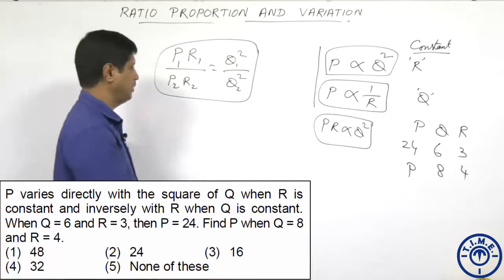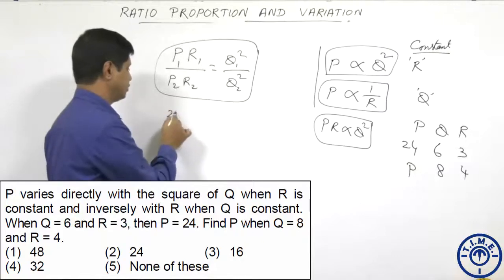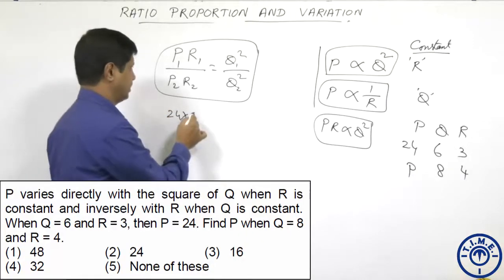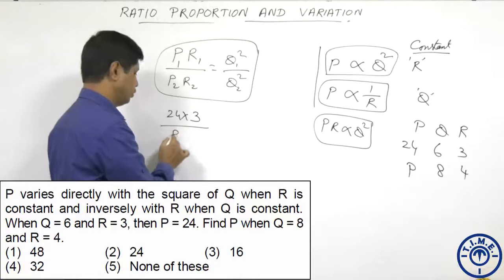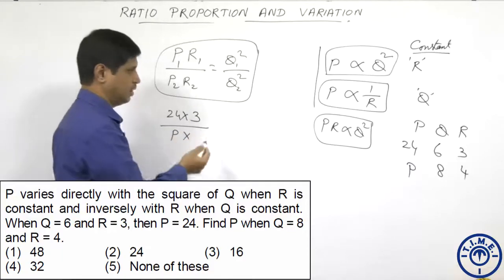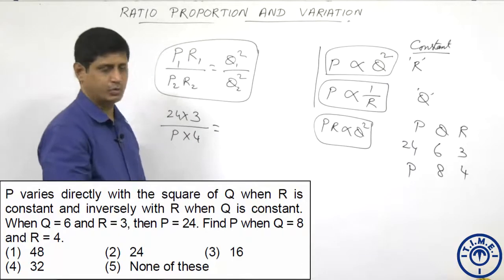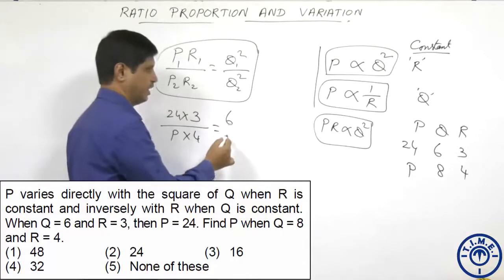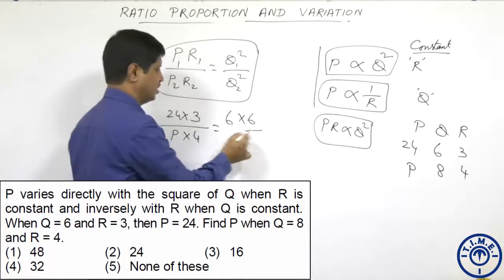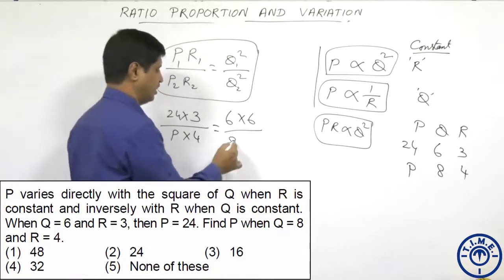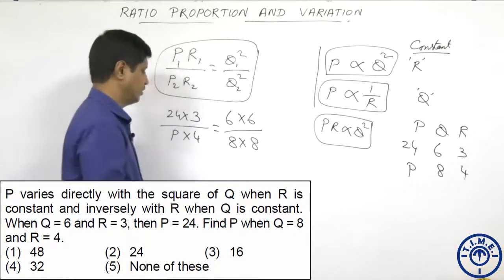Now the P value. P1 is 24. Now R1 is 3, by P2 to be found. Now R2 is 4, is equal to Q1 square by Q2 square, where Q1 is 6, so 6 into 6, and Q2 is 8, so 8 into 8. Solving this.